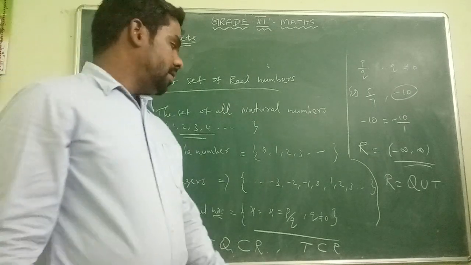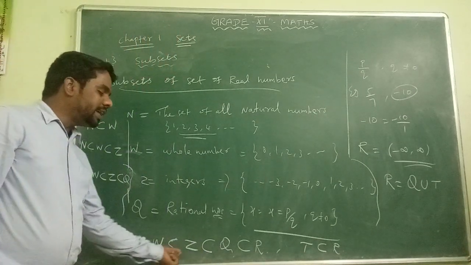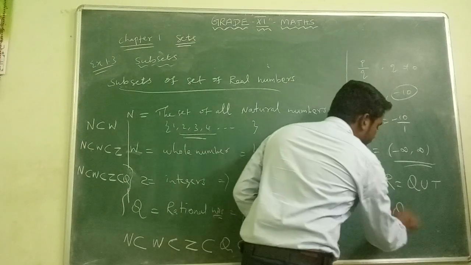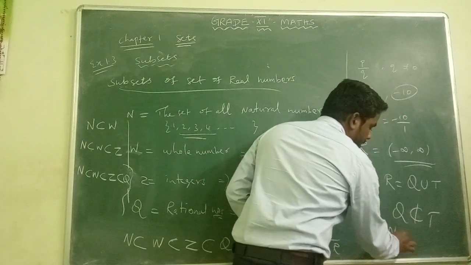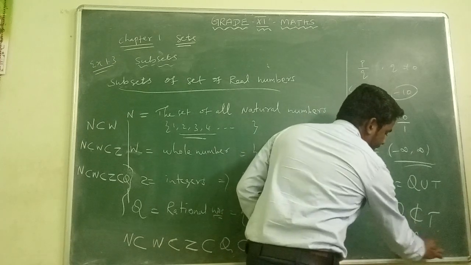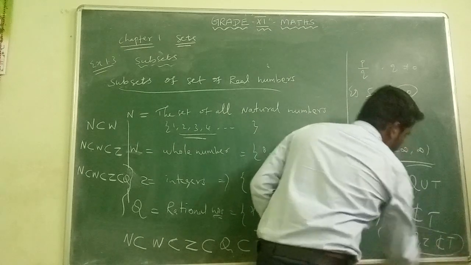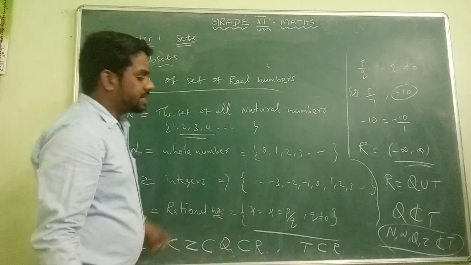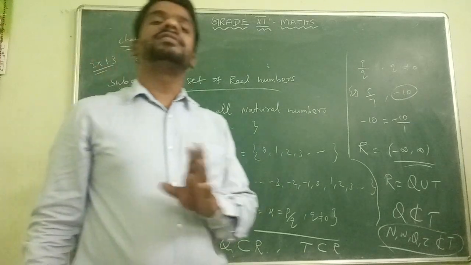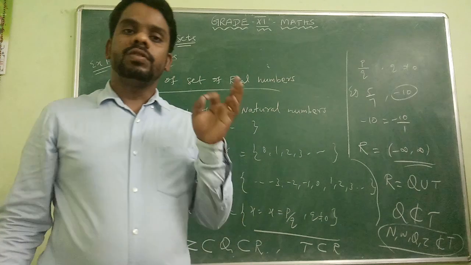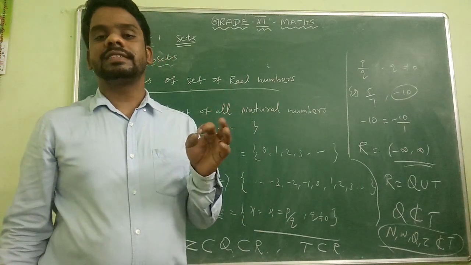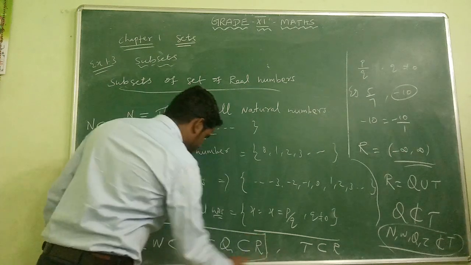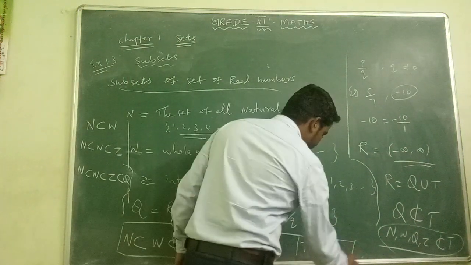But these numbers, natural numbers, whole numbers, integers, and rational numbers, are not subsets of T. That means Q is not a subset of T, and N, W, Q, Z are not subsets of T. T is a special irrational number. T is a subset of the rational numbers is not correct, but the set of natural, whole, integer, and rational numbers is not a subset of T is correct. Listen friends, this is one important note.